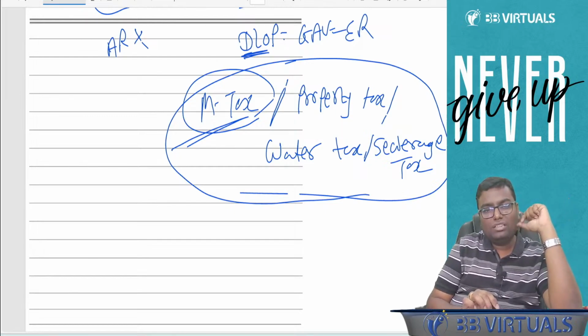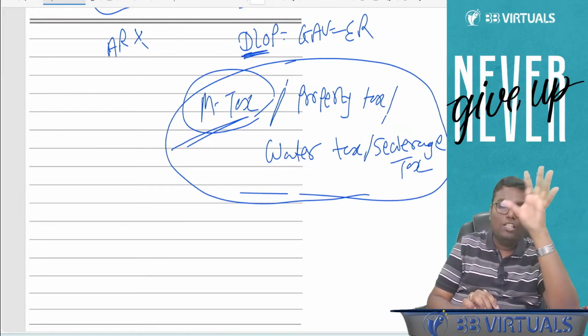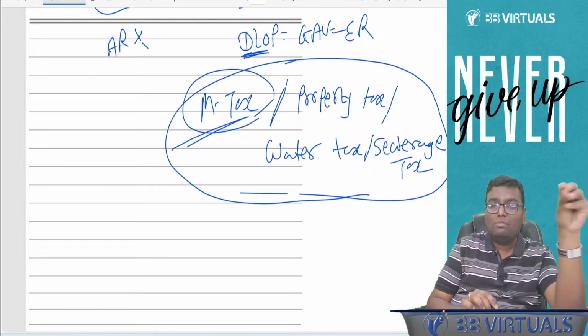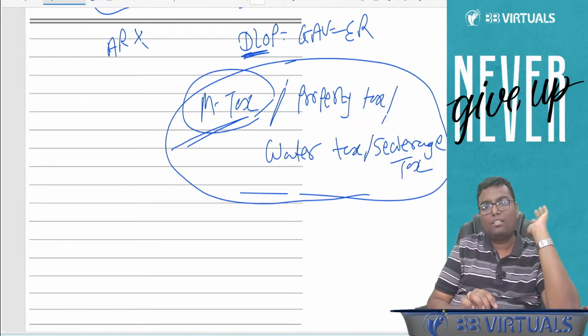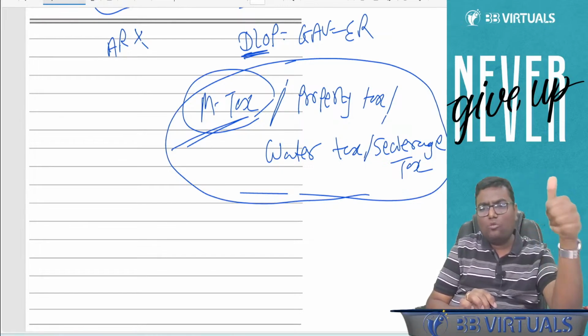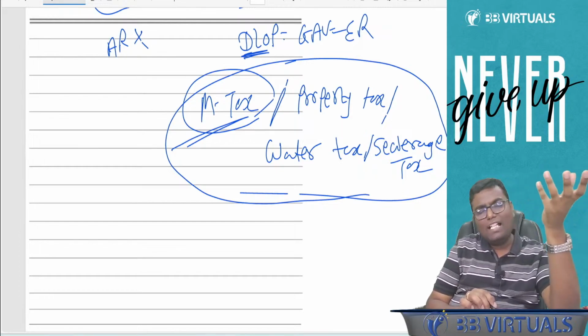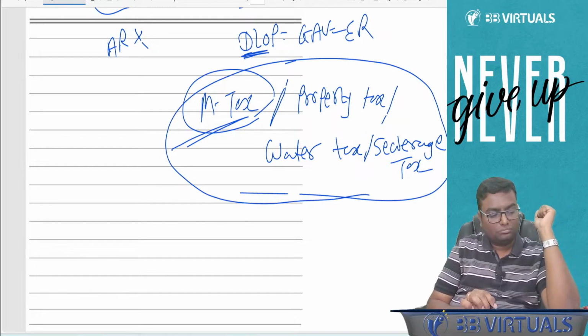So if in your question they have not used the word municipal tax, but they have given you property tax, water tax, sewage tax, you will do the total of all this and that will be deducted as municipal tax. Because this is a direct expense. This is the expense regarding your house property. So the income tax department is okay to give you deduction of this so that your taxable income goes down and your tax payable goes down.